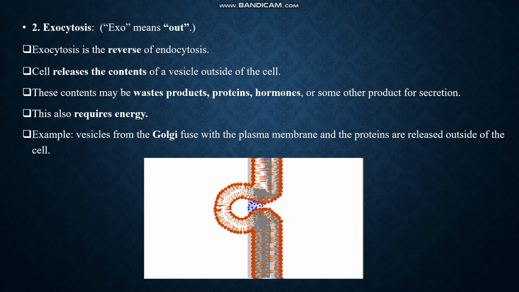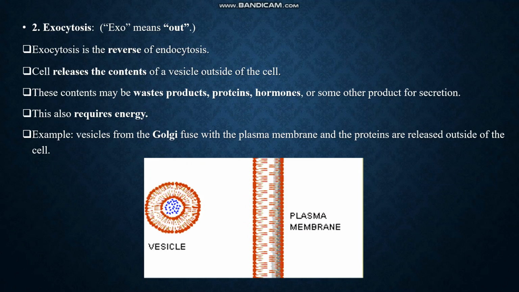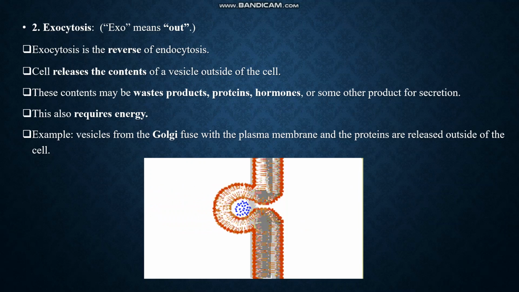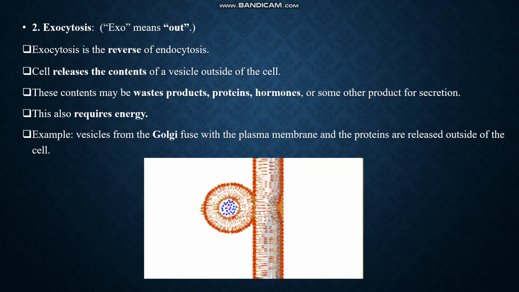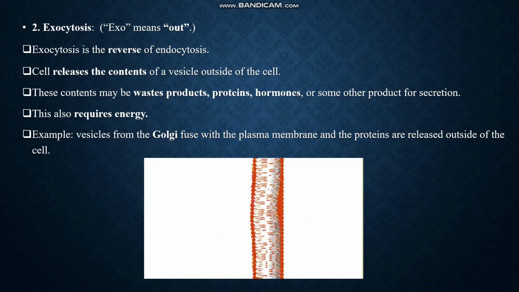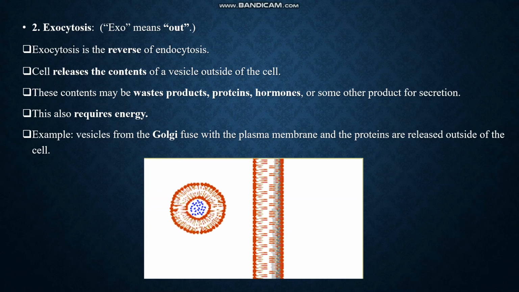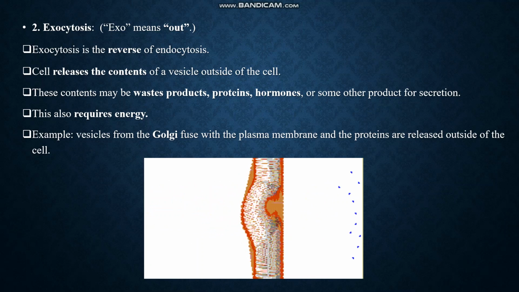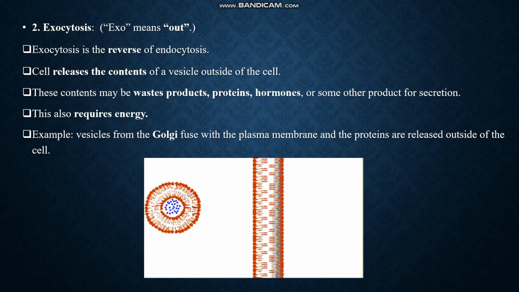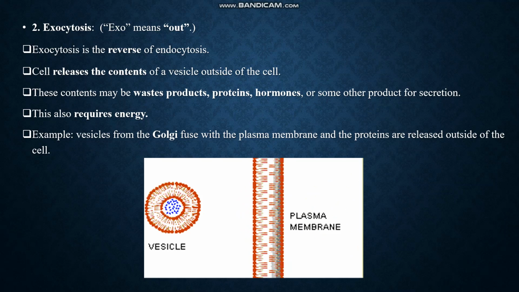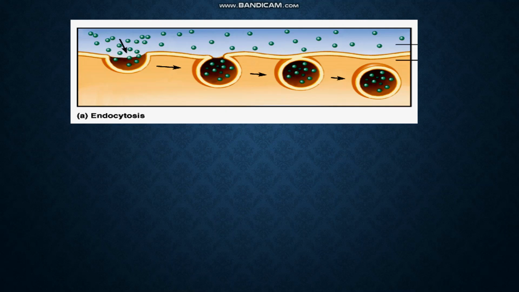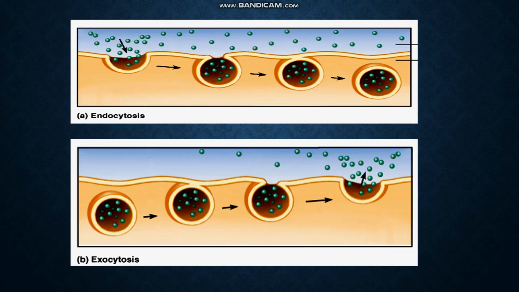Next is exocytosis. Exo means outside, that is the movement of particles from inside to outside of the cell is called exocytosis. In the animation, you can see the vesicle moving outside and merging with the plasma membrane, causing the release of the contents of the vesicle outside the plasma membrane. So this also requires energy. This is the summarized picture of endocytosis and exocytosis.